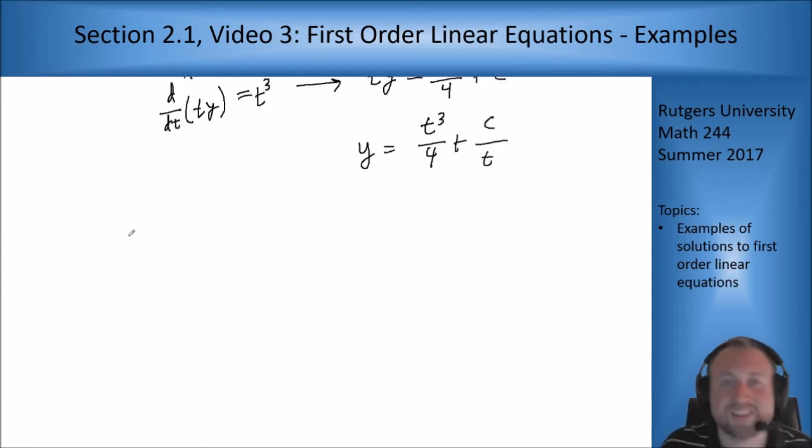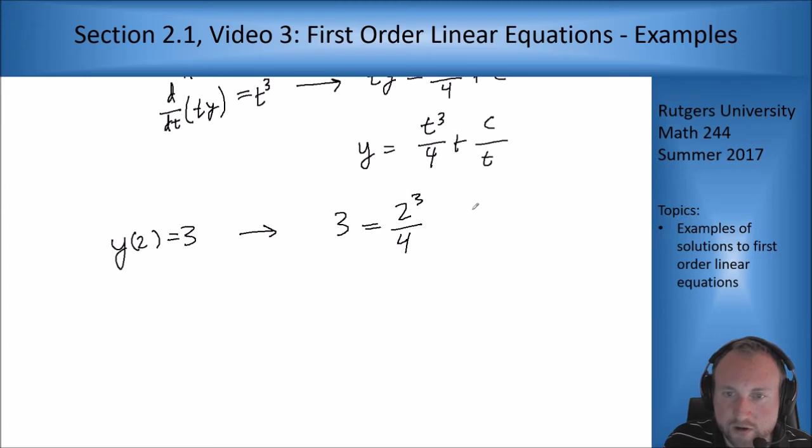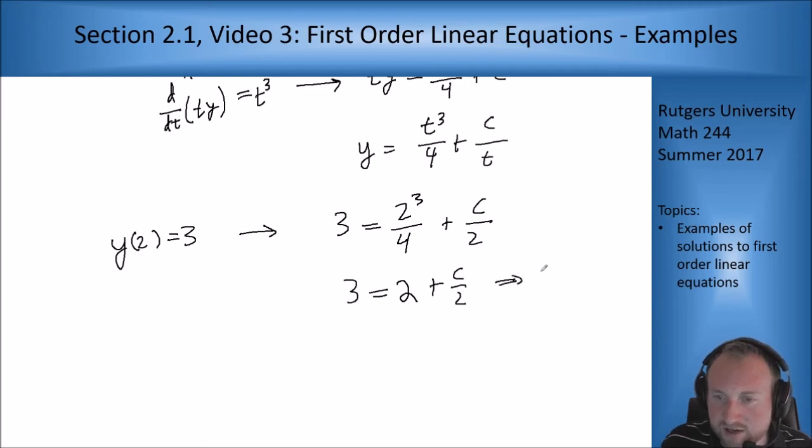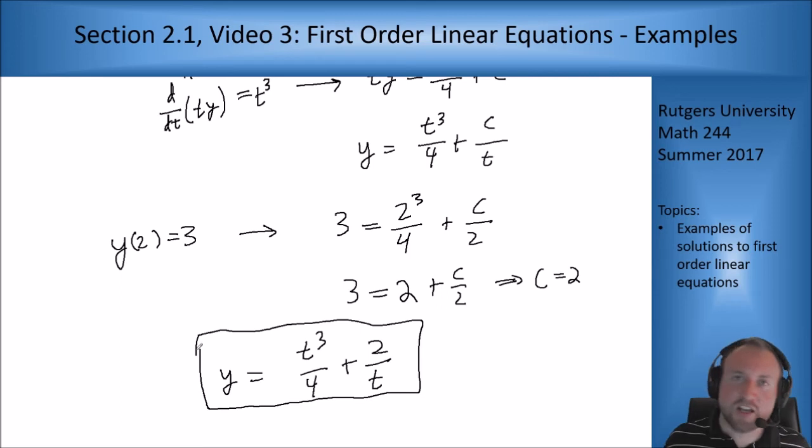So let's say we have the initial condition y of 2 equals 3. Then I can plug in here and say that I want 3 equals 2 cubed over 4 plus c over 2. 2 cubed is 8, so this is 2 plus c over 2 equals 3. And solving this out, I see that I want c equals 2. So my solution is y equals t cubed over 4 plus 2 over t. And that solves our initial value problem for a first order linear equation.